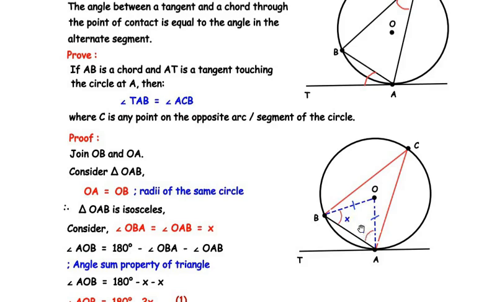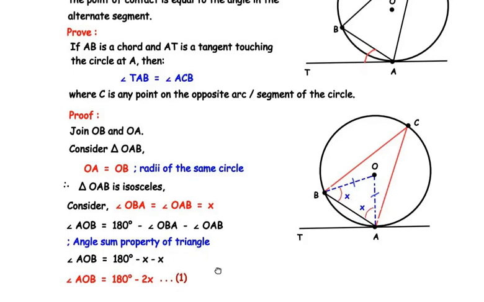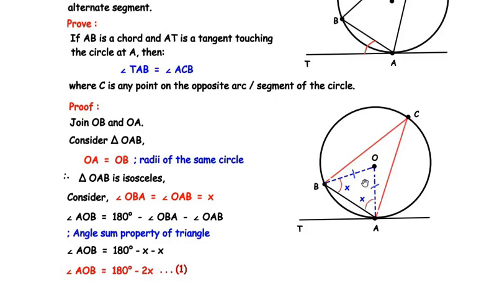Now once we have got this, let us find out angle O in the triangle AOB by using angle sum property of the triangle. So angle AOB will be equal to 180 degrees minus angle OBA minus angle OAB. So here we get angle AOB as 180 degrees minus x minus x, and simplifying this we get angle AOB as 180 minus 2x. And let us consider this as equation 1.